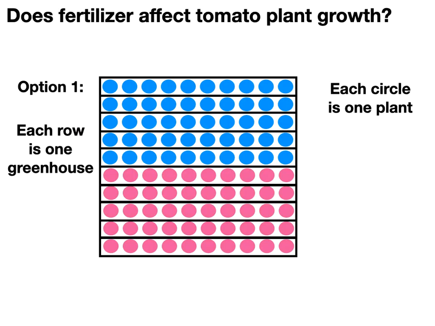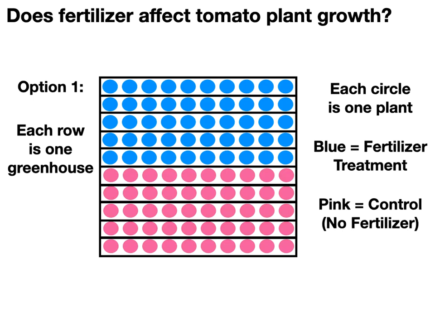And say we have a couple of different options for how to do our study. We plan to do it in a greenhouse. Let's say we have 10 different greenhouses represented here by these 10 long, skinny rows. And each of the circles in this illustration is one of the plants. So we're going to run our experiment on 100 plants, and there's 10 tomato plants in each of our greenhouses.